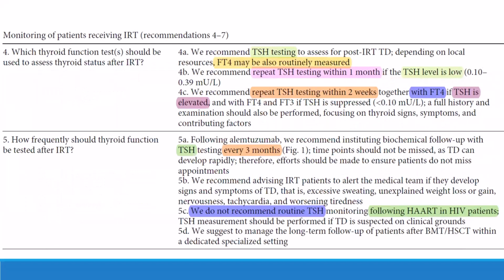Monitoring of the patient receiving IRT is very important. Initially, we should do TSH testing to assess for IRT thyroid dysfunction, depending on the local resources, and FT4 may also be routinely measured.